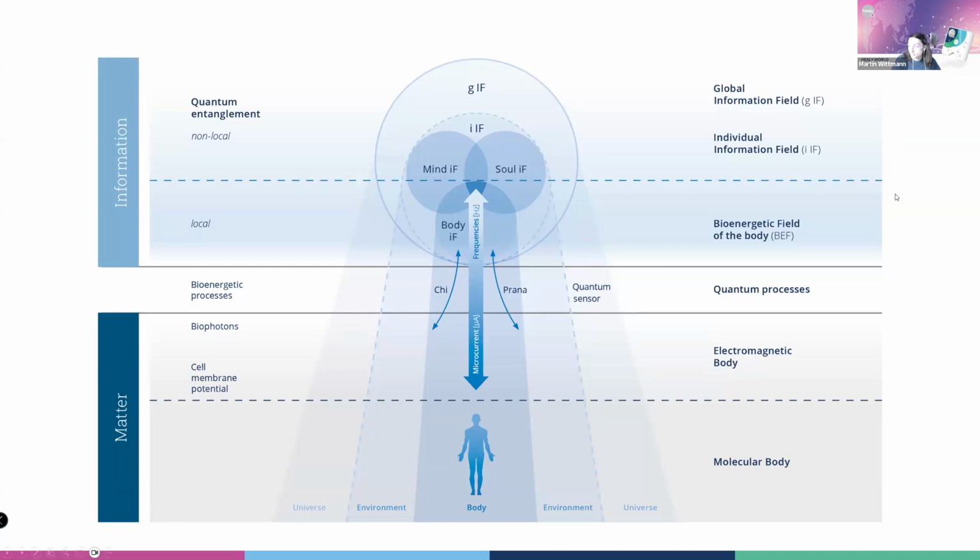And then the next level there, it gets more, let's say, subtle, and that's quantum processes. So all this electromagnetic body and molecular body is then quantum entangled. And there you have also our, as we called it formerly, quantum sensor. Now we have a resonance sensor. And there are all the bioenergetic processes.